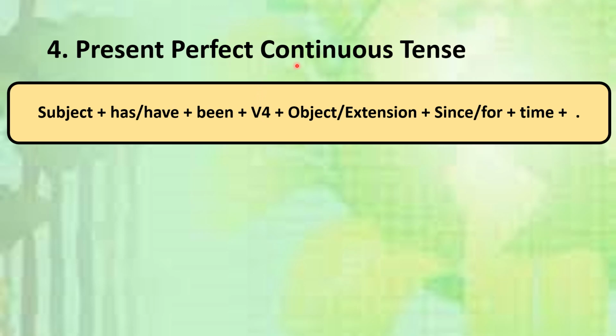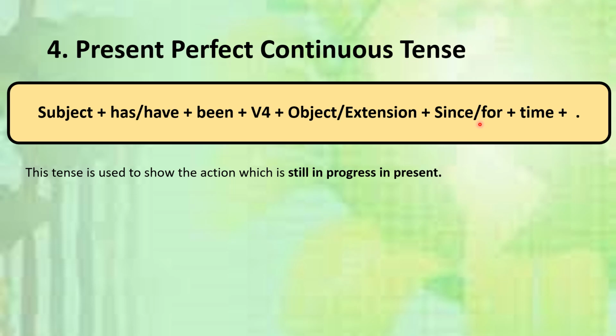As this is perfect continuous tense, so remember from this point that in continuous tense, we use ing form of verb. So in perfect continuous tense also, we write fourth form of verb, which is the ing form of verb. Then we write object or extension. And in perfect continuous tenses, we specifically mention the time. And before that, we write since or for. The present perfect continuous tense is especially used to show the action which is still in progress in present.